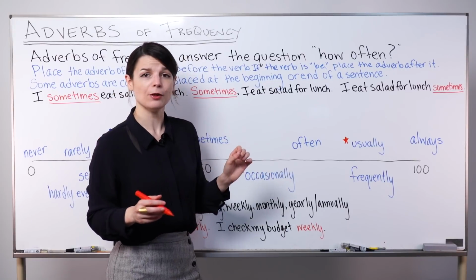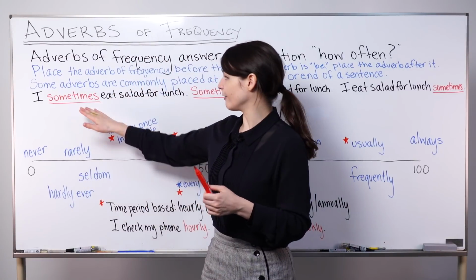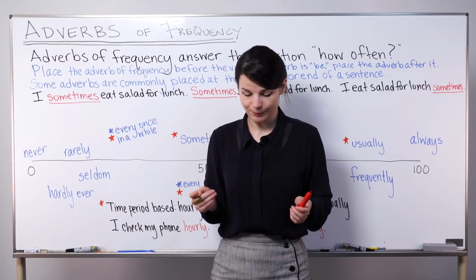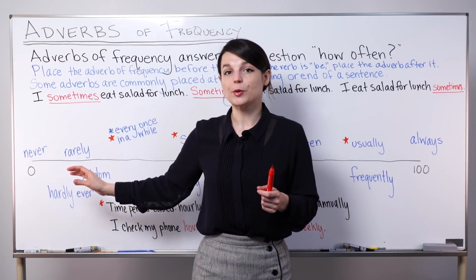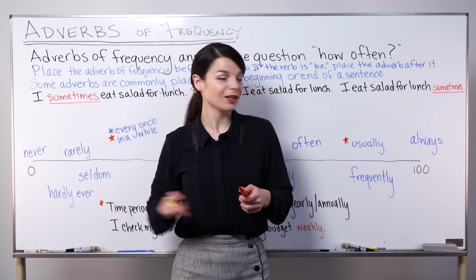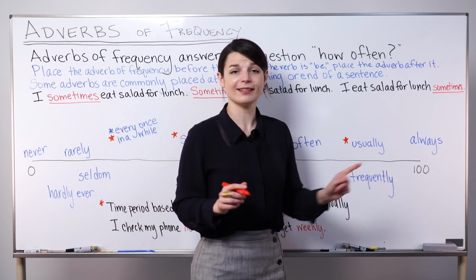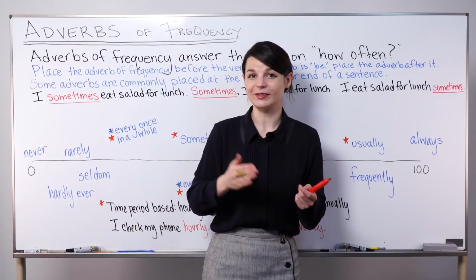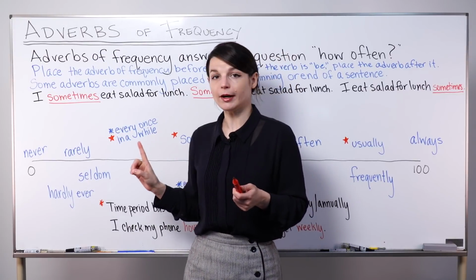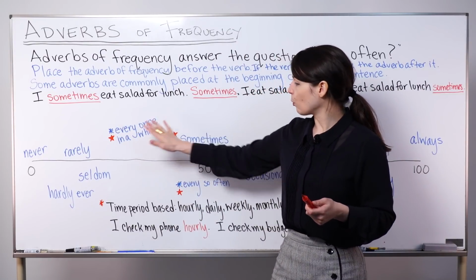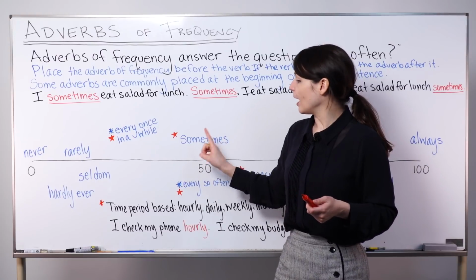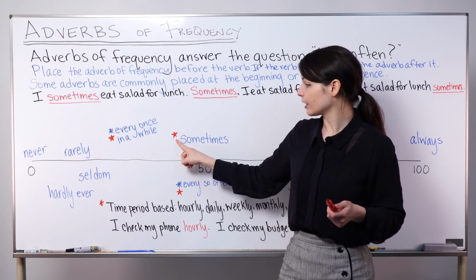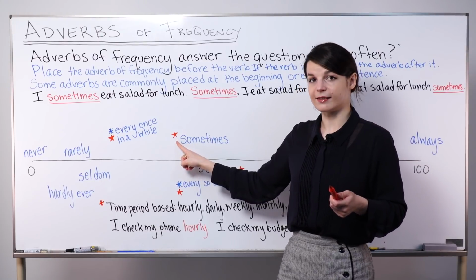So, now that we know we can use these adverbs in different positions, I want to talk about the variety of adverbs. So for this lesson, I prepared a scale from 0 to 100. And this scale shows us frequency, how often we do something. So I've also marked on this scale some words, or some phrases rather, that we use at the beginning or at the end of sentences. I've marked those with this red star.